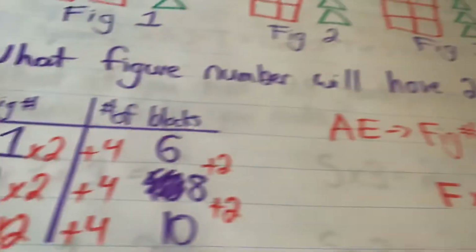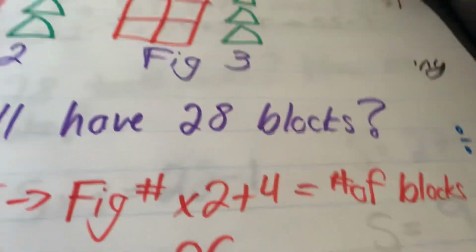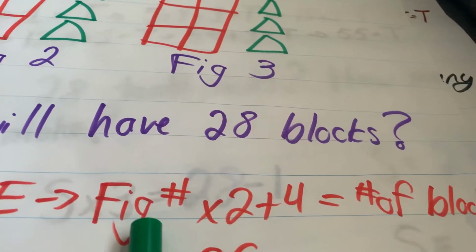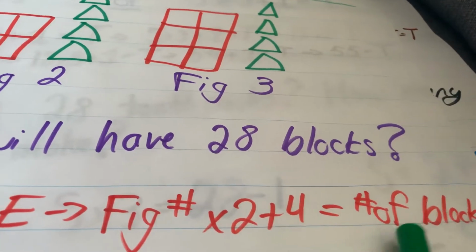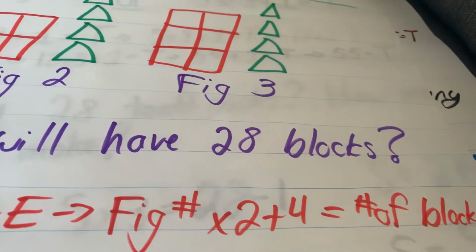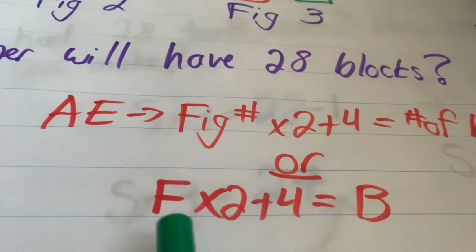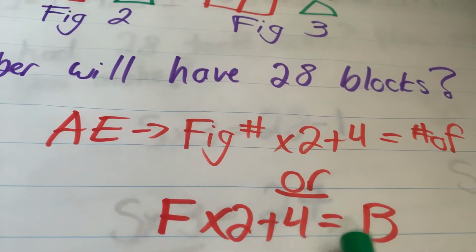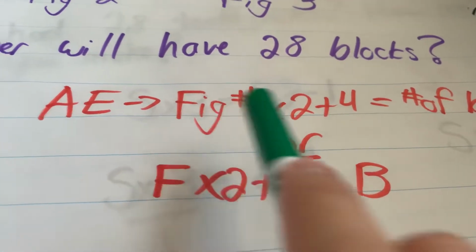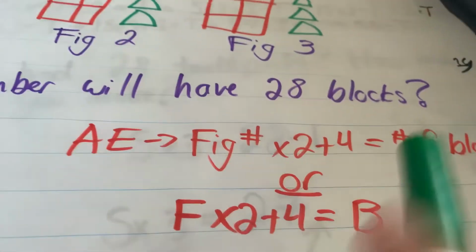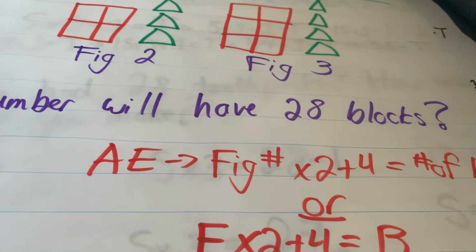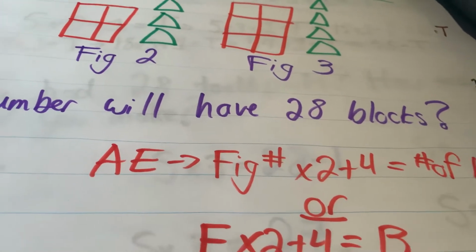So what's my algebraic expression? Well, if I take my figure number and I multiply it by 2 and add 4, that'll give me the number of blocks. How can I write that using variables? F times 2 plus 4 equals B. F for figure number and B for blocks. Now, the question said, what if I have 28 blocks? What figure number would have 28 blocks?